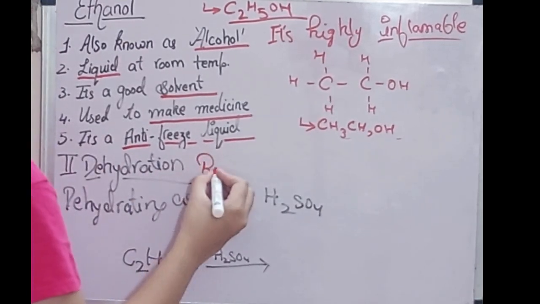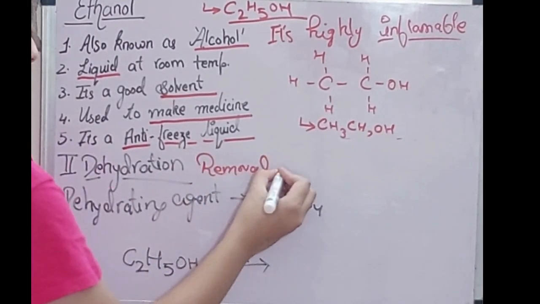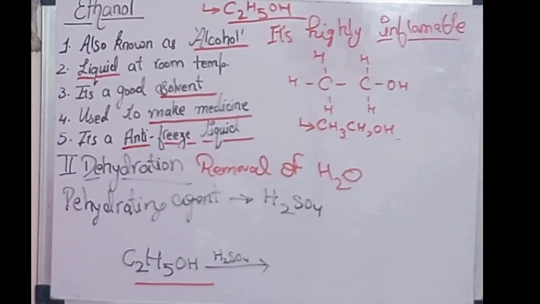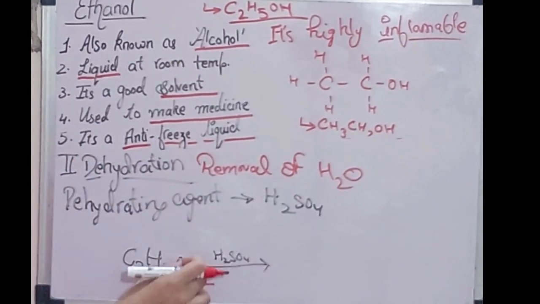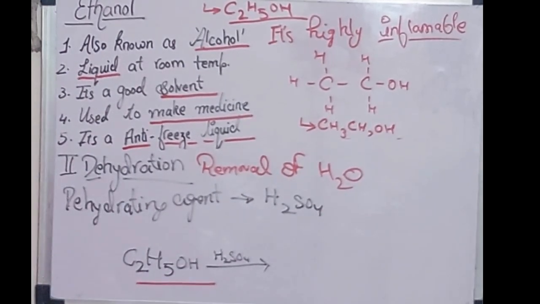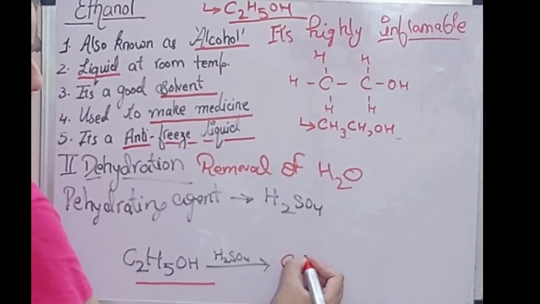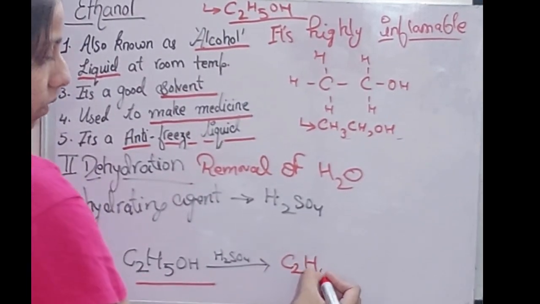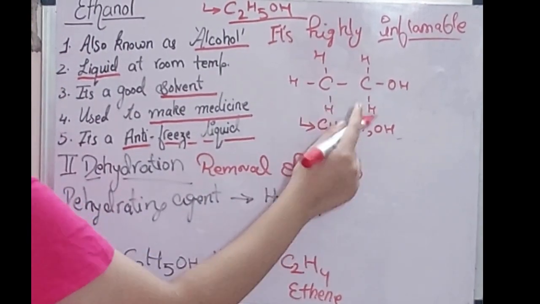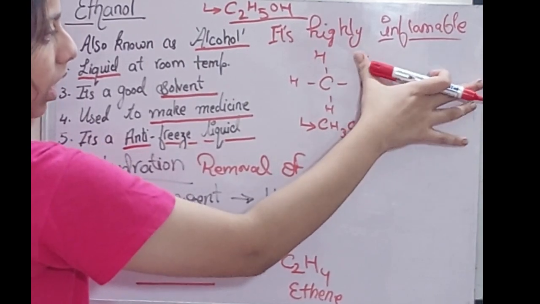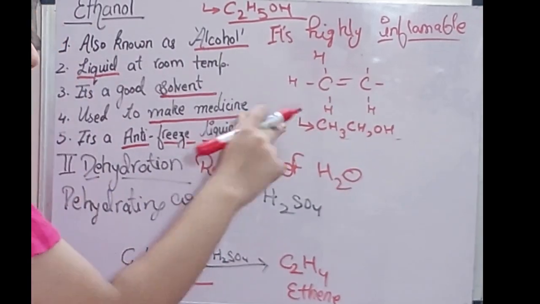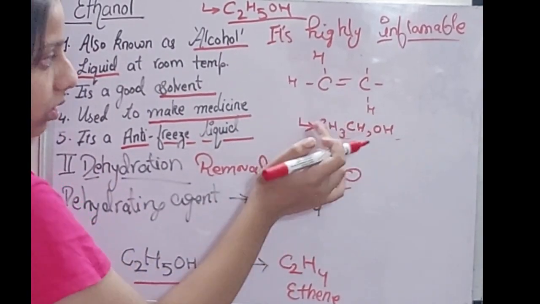Dehydration means removal of H2O. So this ethanol, when it is dehydrated, so water is removed, that is H2O, and it gives me C2H4, ethene. We can check as well. ये जो है इसमें से you remove this and this, so it will make a double bond, and when it makes a double bond, एक और hydrogen you will remove.